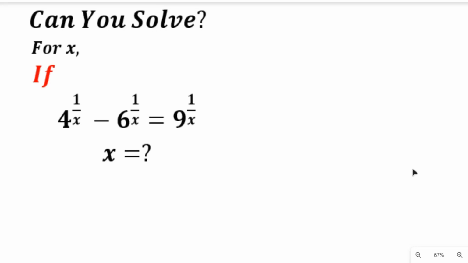Hello, highly esteemed viewers. Can you solve for x in this exponential equation? 4 to the power of 1 divided by x minus 6 to the power of 1 divided by x equal to 9 to the power of 1 divided by x.